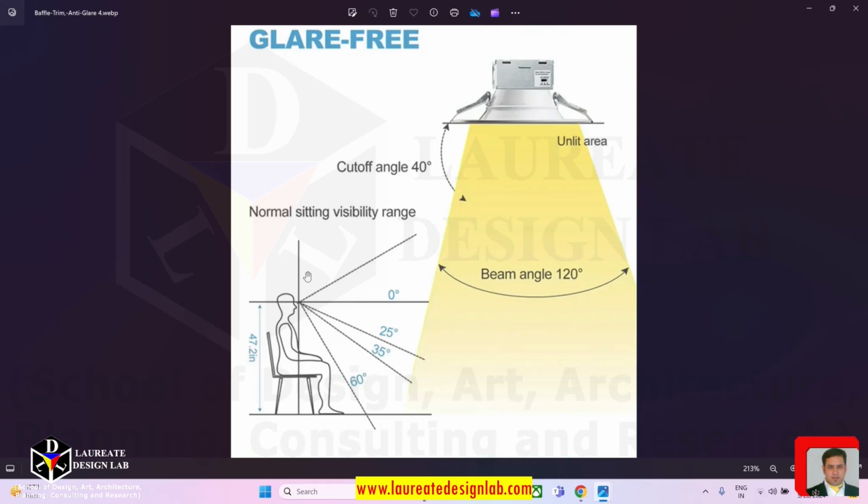Two situations come: a person who is sitting, a person who is standing. Somebody who is standing, if you are getting a cutoff angle of 40 degrees, it is not going to create glare. If somebody is sitting, you can go to 40 or 45 degrees so that it doesn't hit directly the eyes. Okay, sir. Got the point? Yes, sir. So glare-free lighting is possible because of the spotlight. That is why understanding the spotlight is very important.